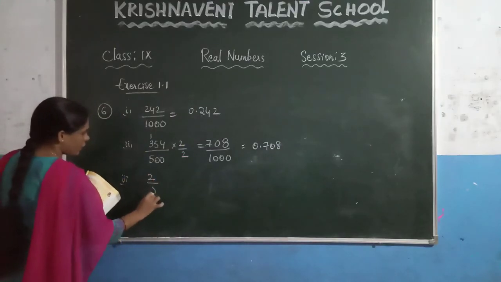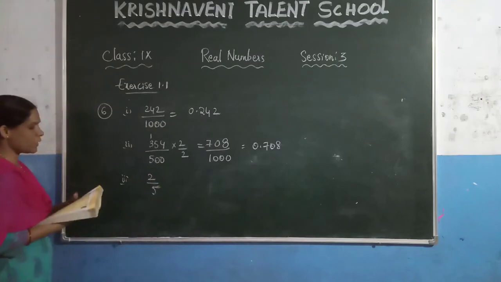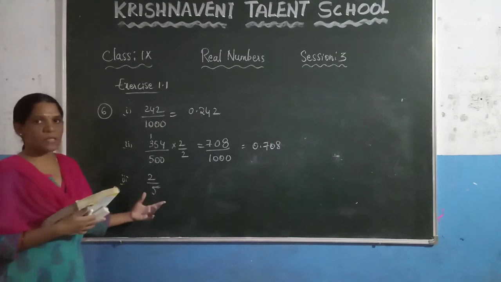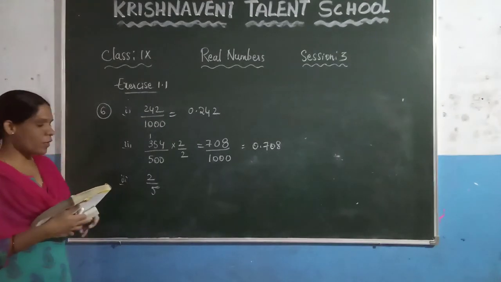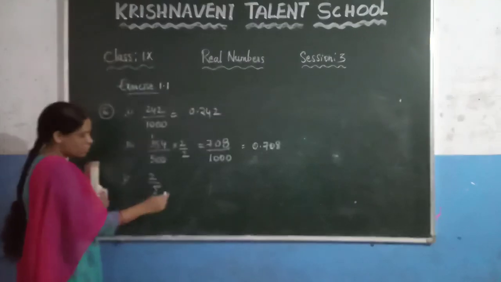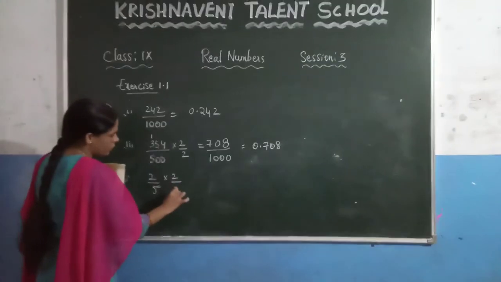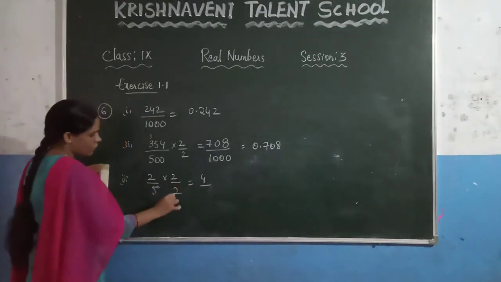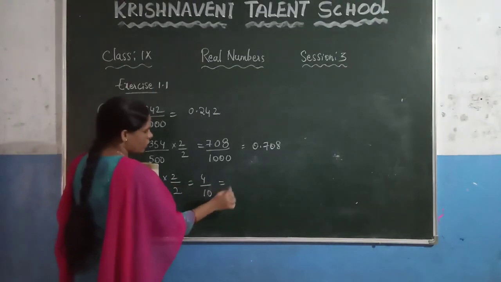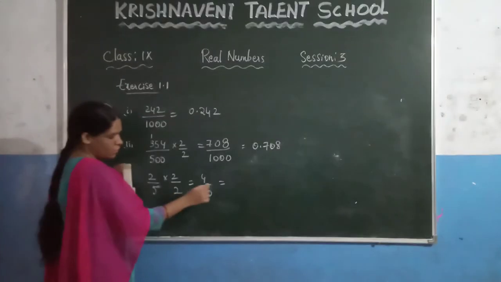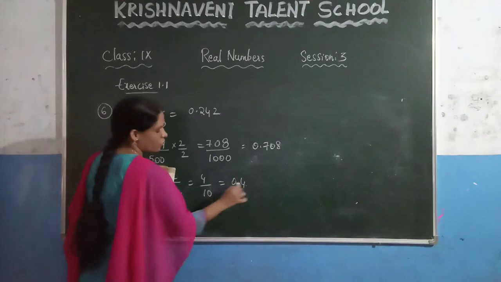2 by 5. Again, just make the denominator in the form of 10. To make the denominator in the form of 10, which number do you have to multiply? You have to multiply this number with 2, so that you will get 5 into 2, which is 10. So multiply and divide with 2 by 2. What will you get? 2 into 2, which is 4. 5 into 2, which is 10. So since 1 0 is there, you have to move one number. So you will get 0.4.